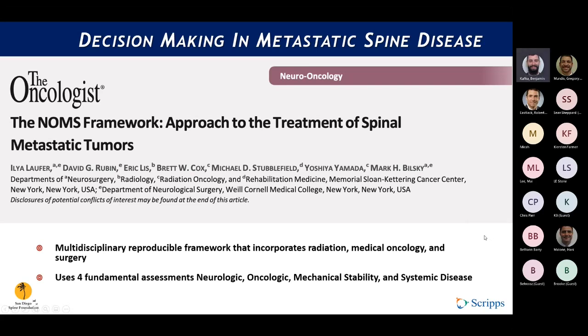And that led Dr. Bilsky from Memorial Sloan Kettering to design the NOMS framework. And the NOMS framework is really more of a framework and not so much a treatment algorithm. It's a way to organize your thoughts and make sure all the important areas are being addressed when you're evaluating these complex patients. Another important aspect of it is that it's multidisciplinary and it's reproducible. It incorporates radiation oncology, medical oncology, and surgery. And it does this using 4 fundamental assessments: the neurologic, oncologic, mechanical stability, and systemic disease.